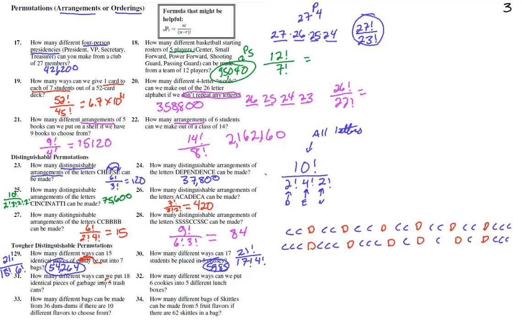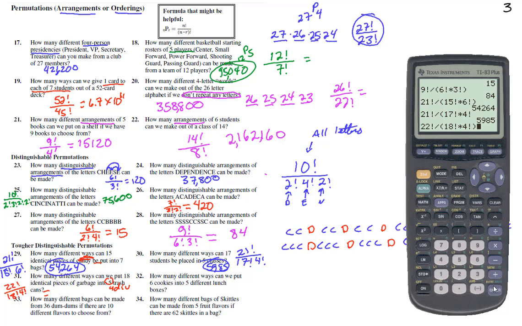Again, this makes 4 dividers, and 18 plus 4 gives us 22 total letters. The identical pieces of trash, divide those guys out, and the 4 dividers. And this equals 22 factorial divided by 18 factorial times 4 factorial, which is 7315.